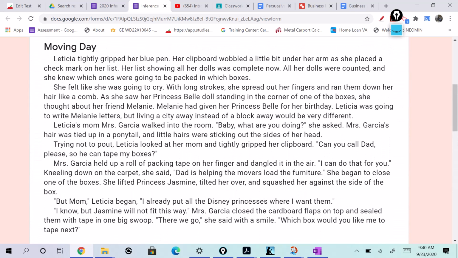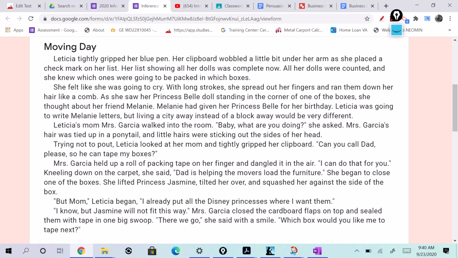She saw her Princess Belle doll standing in the corner of one of the boxes. She thought about her friend Melanie. Melanie had given her Princess Belle for her birthday. Letitia was going to write Melanie letters, but living in a city away instead of a block away would be very different.